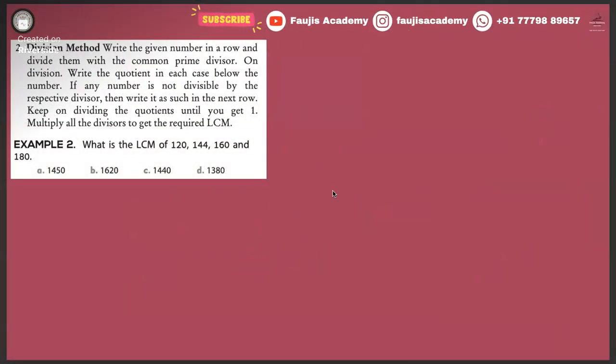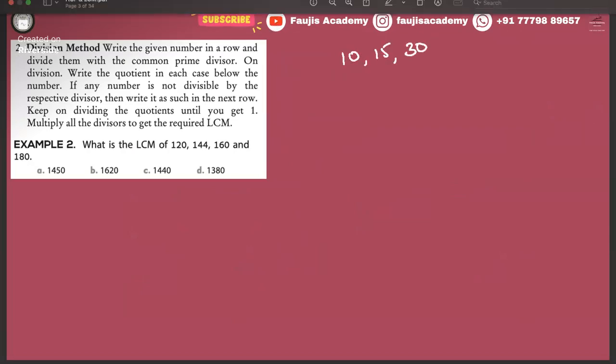And now there is the division method. I hope all of you know the division method already. So we'll go back to the same old numbers. 10, 15, and 30. We want to find the LCM of 10, 15, and 30. These are the basics of the basics that I'm teaching. Do not ask this idiotic sum anywhere else.